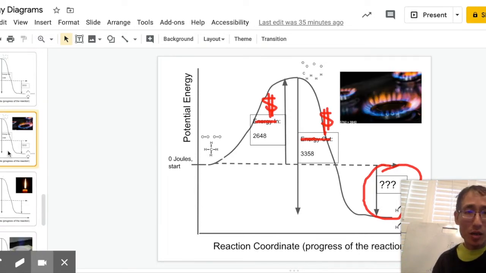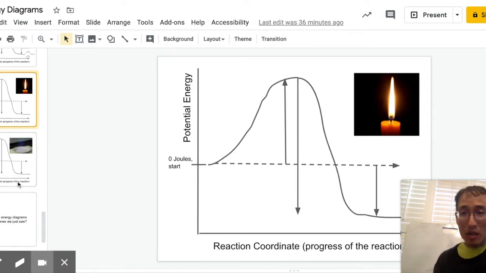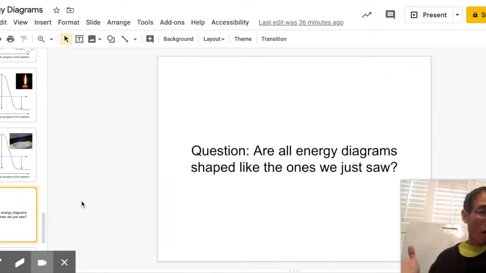And then, as we talked about, we have these other reactions. So remember, this reaction was burning methane. Burning a candle has the same type of diagram. I have energy in, energy out. Burning ethanol, same type of diagram, okay? What do these reactions all have in common? And then, are all energy diagrams shaped like the ones we just saw here? Like this kind of shape. Go up like this, coming down like this.